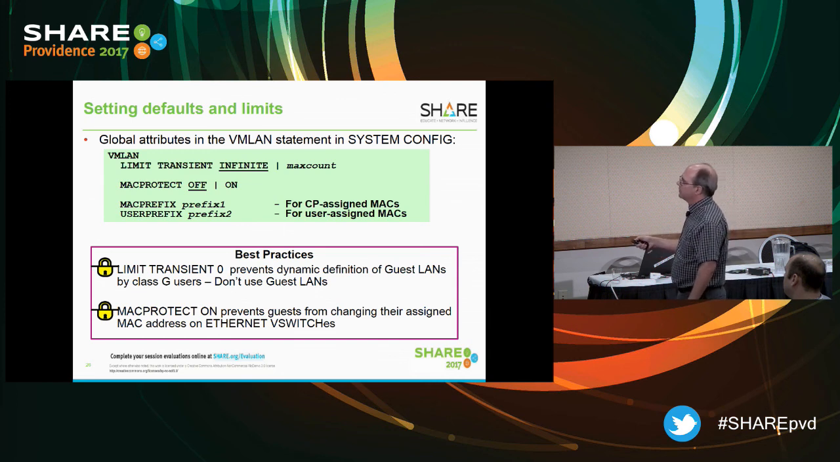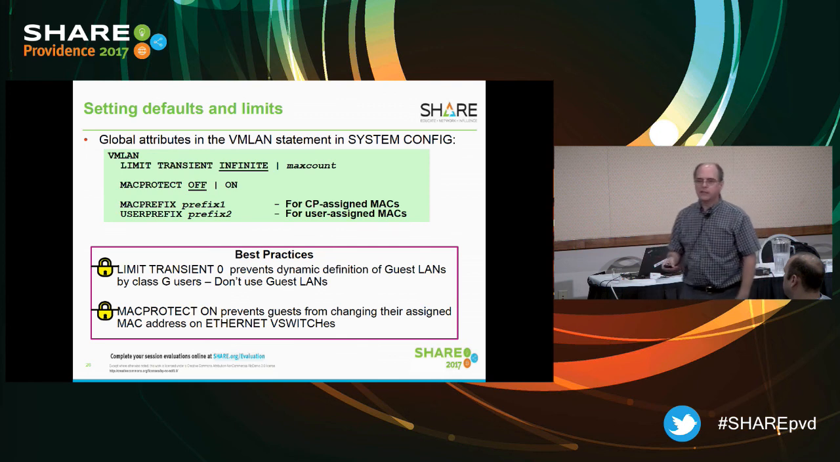Okay? The second thing that's of interest in this VLAN statement is MAC protect. MAC protect says whether or not a virtual machine is allowed to change its MAC address to some value other than what you assigned it. I don't like spoofing of MAC addresses, because I can just try different MAC addresses and see what I get. Okay? Again, this is z/VM. I can control these things. So in fact, best practice, MAC protect on.